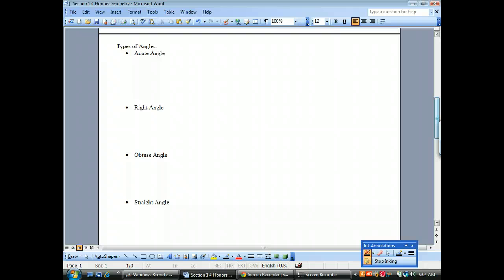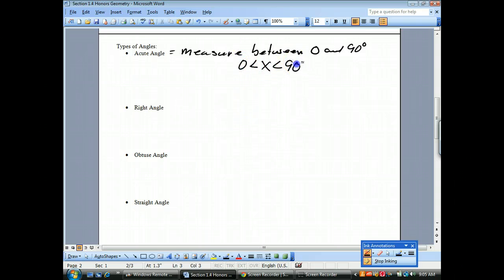Okay. Types of angles: because we can measure the angle, we can relate them in terms of the measure of their angles. So an acute angle has a measure between 0 and 90 degrees. Okay? And in math we would write that if x is our angle, x would have to be greater than 0 degrees but less than 90 degrees. Okay? And notice that 0 and 90 are not included. Right? So an acute angle might look like that.